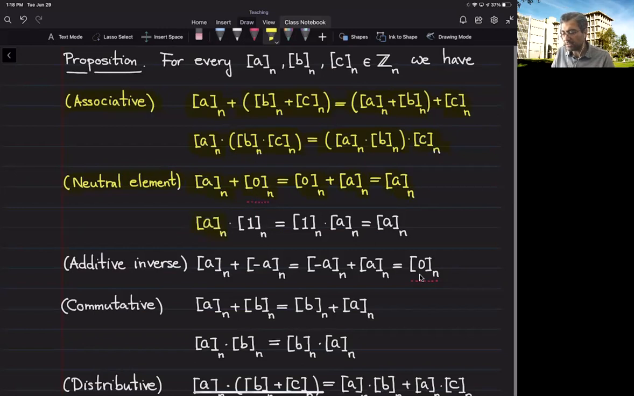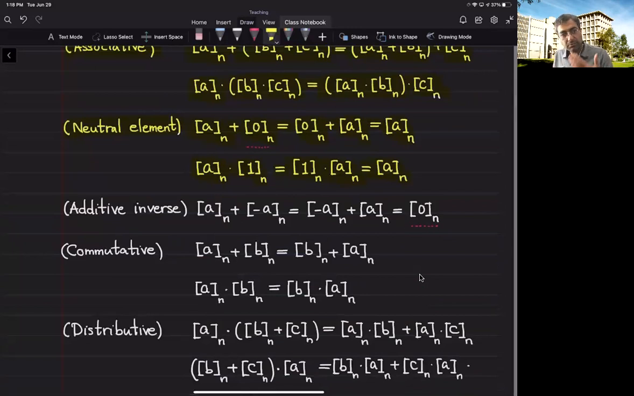So the residue class of A, no matter what A is, times the residue class of 1 is going to give me the same residue class as before. And it doesn't matter what order I pick. So the residue class of 1 is the neutral element for the multiplication. As we can see, the neutral element depends on the binary operation that we pick. For addition, it's 0. For multiplication, it's 1 in this case.